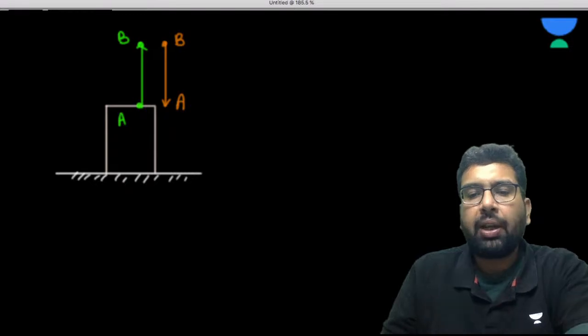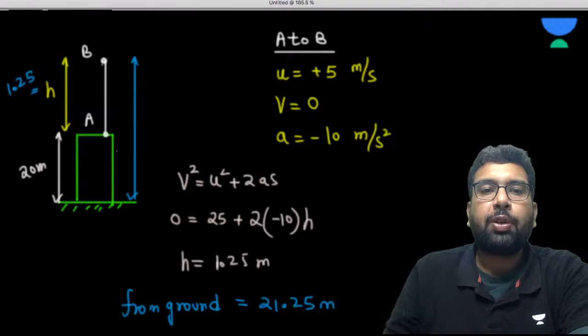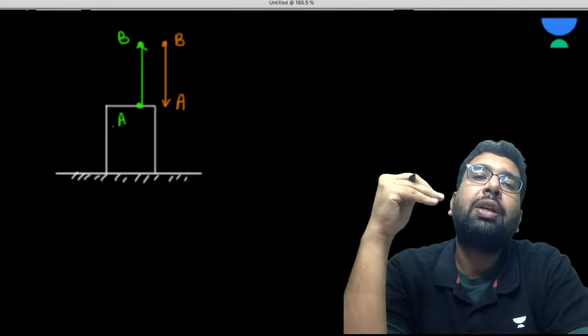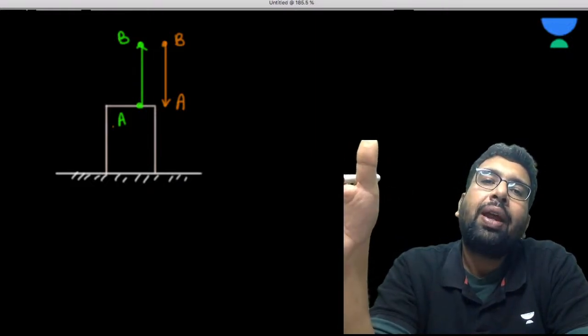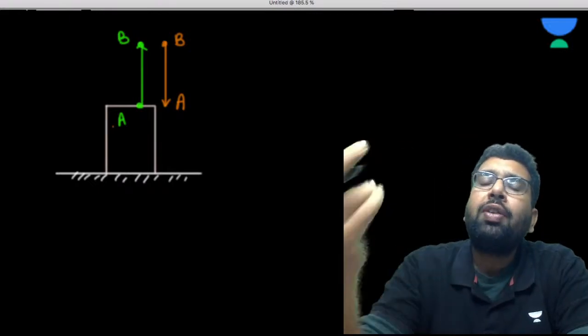So simply, see, the time when it passes through its mean position, we can do it in two ways. Firstly, we can find the time it takes to go from A to B, and then that same time is also required to reach from B to A. But I don't want you to do it that way. We can simply do it.